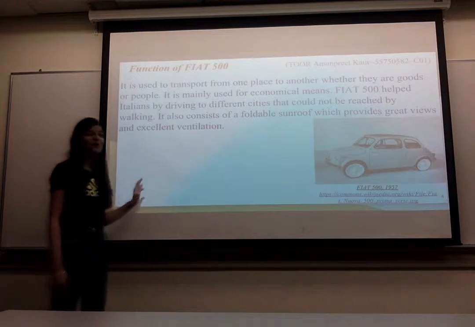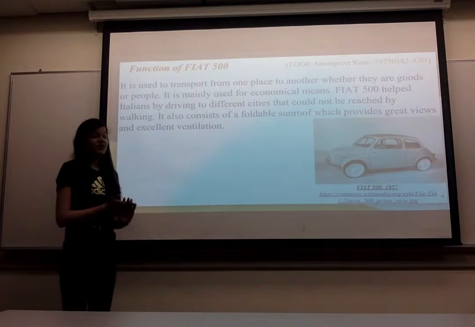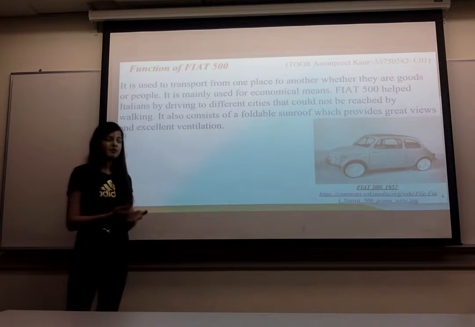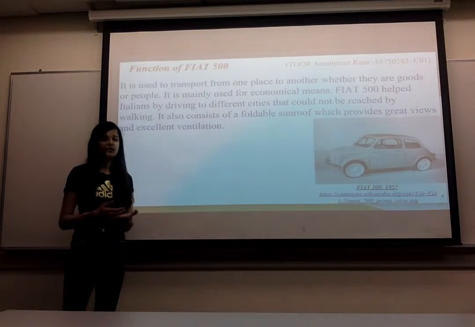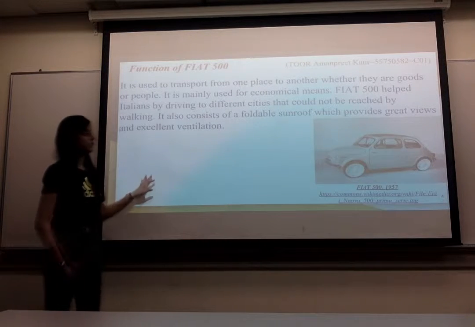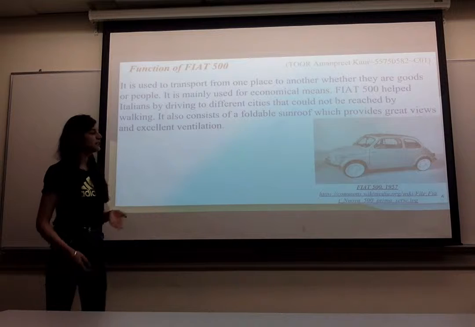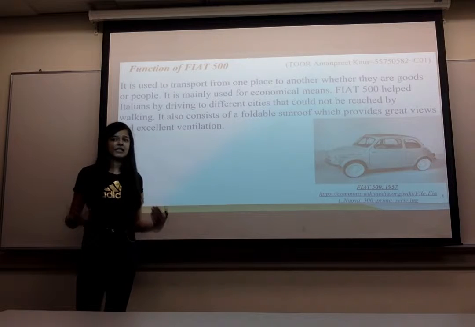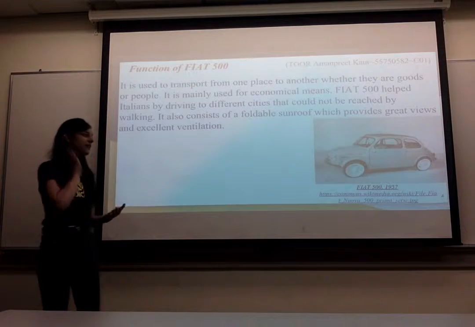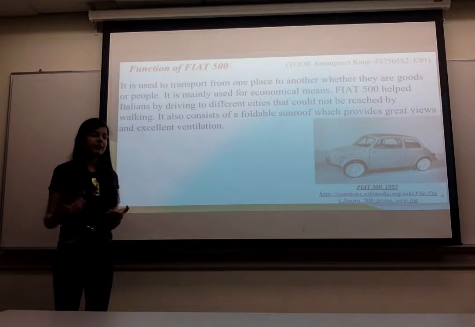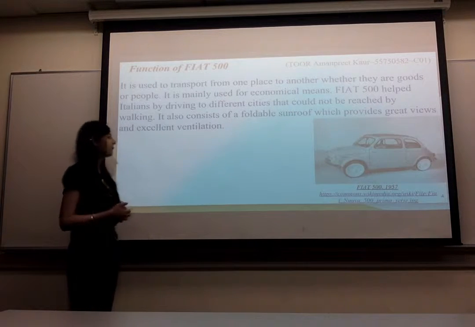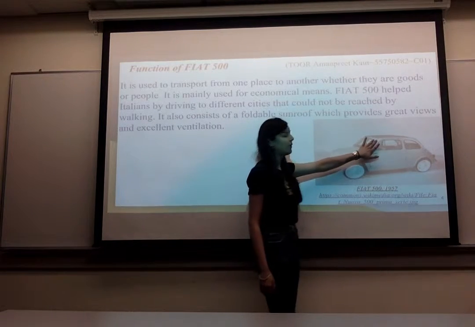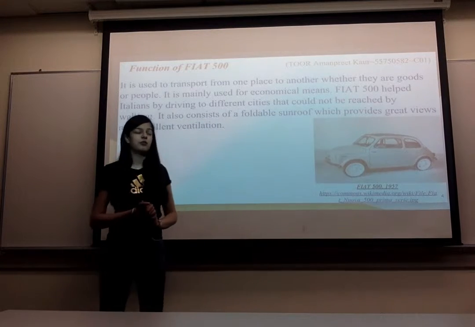It is used to transport from one place to another, whether goods or people. So it is mainly used for economical means, which means if you purchase a car, you can save time, effort, etc. So Fiat 500 helped Italians by driving to different cities that could not be reached by walking. Obviously Italy is a big place, and it needs some transportation to move from one place to another, which they cannot do by walking. So it also has a foldable rooftop, which you can see over here, which provides great views and excellent ventilation for breathing.